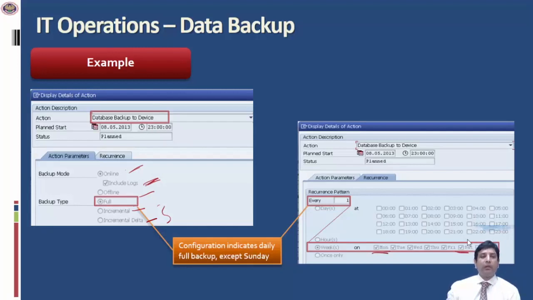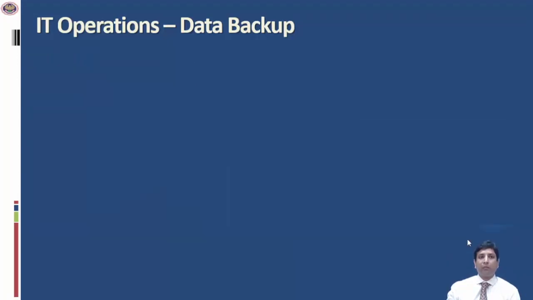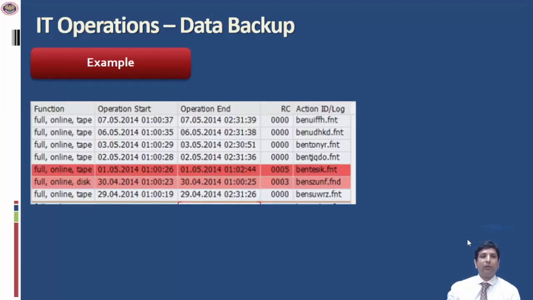Having configured the backup, it is also important that the backup configuration and the backup operation needs to be looked at on a daily basis. Here is an example of a log where the backup status is mentioned. So here we can see that for each day, the start time and the end time has been recorded. And there is a code, which is a status code. It's called a reason code.